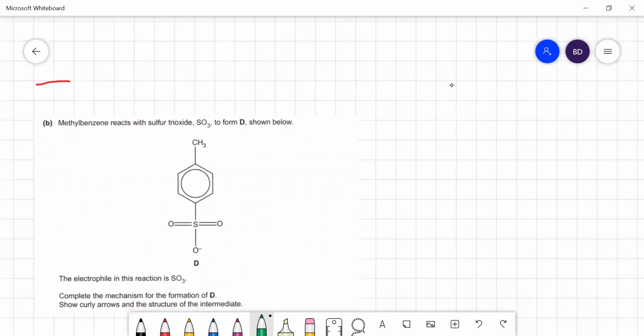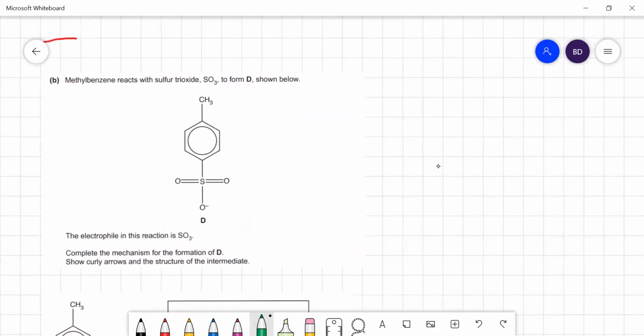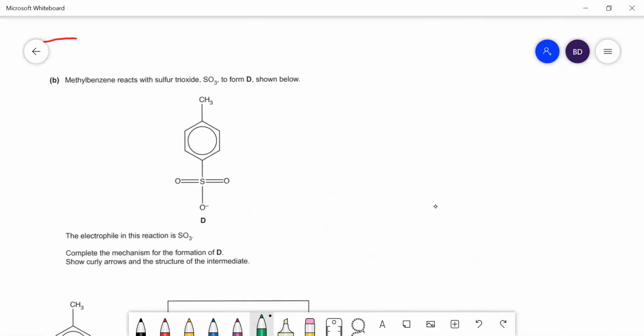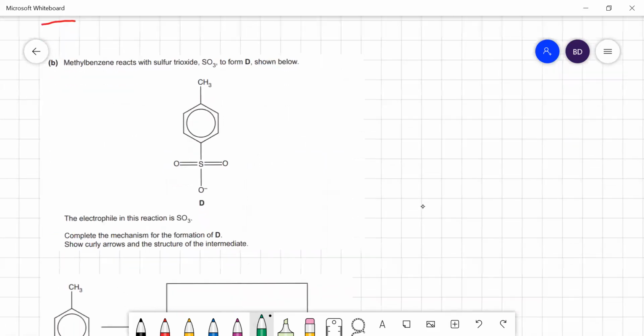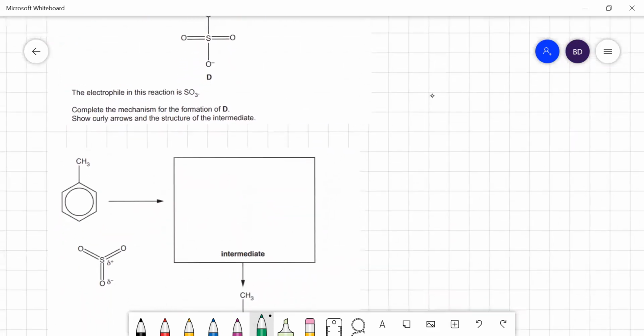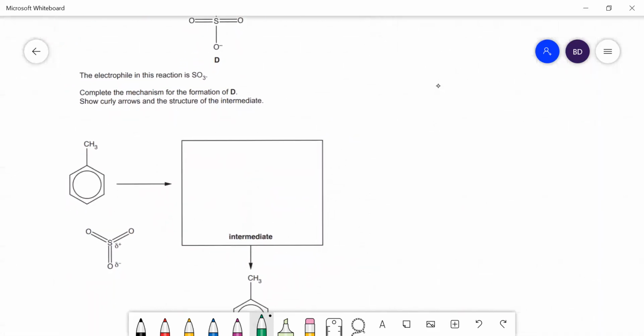Now, methyl benzene reacts with sulfur trioxide to form D. Right, we've got that before. And the electrophile in this reaction is SO3, and we've got to complete the mechanism. So we need to know our electrophilic substitution mechanism here. Right, we've got this sulfur. That's the electrophilic part of the molecule because it's got a partial positive charge. So what's going to happen is a pair of electrons from the benzene ring is going to come onto the sulfur. Sulfur will only form 6 bonds, so that's too many. So one of these pi bonds has got to break, and it's going to go onto that oxygen at the end, to make a negative charge on it there.